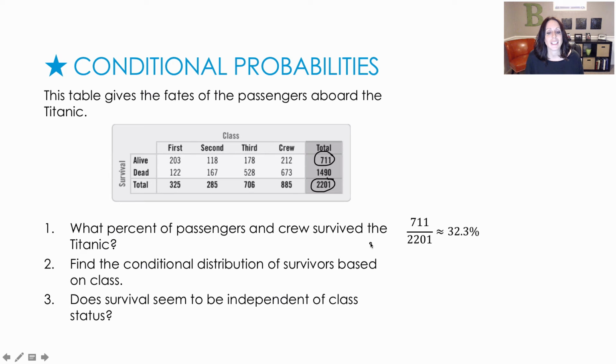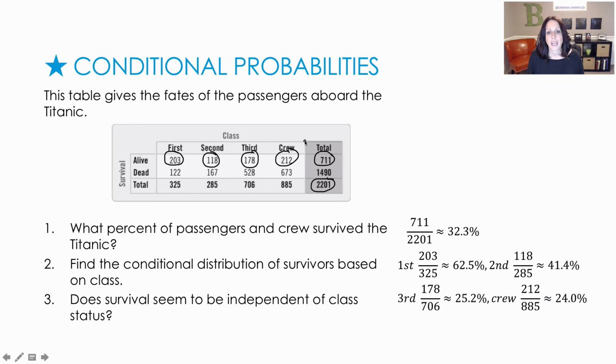For the next one, the conditional distribution of survivors based on class. So we're looking at conditional based on class. So I want to know survivors in first class, survivors in second class, third class, crew, etc. So again, I want you to notice that I'm looking at 203 out of 325. So what percent of first class passengers survived would be 203 out of 325. Second class passengers, there's 285. So notice I'm not using the 2201. I'm going based on class.